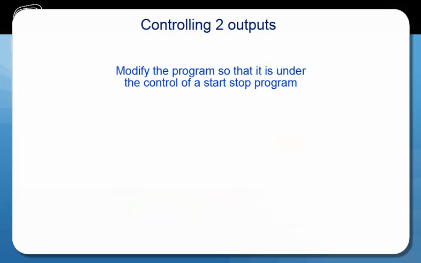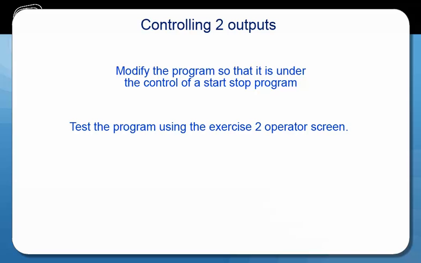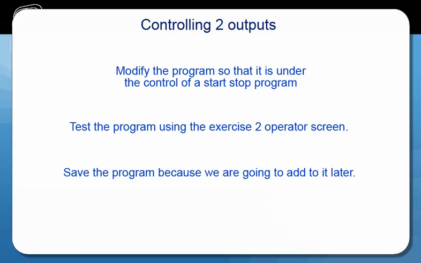Modify the program so that it is under the control of a start-stop program. When you push the start button, the 2 outputs will cycle continuously. When you push the stop button, the outputs will be off and the program will be ready to start again. Test the program using Exercise 2 operator screen. Save the program because we're going to add to it later.